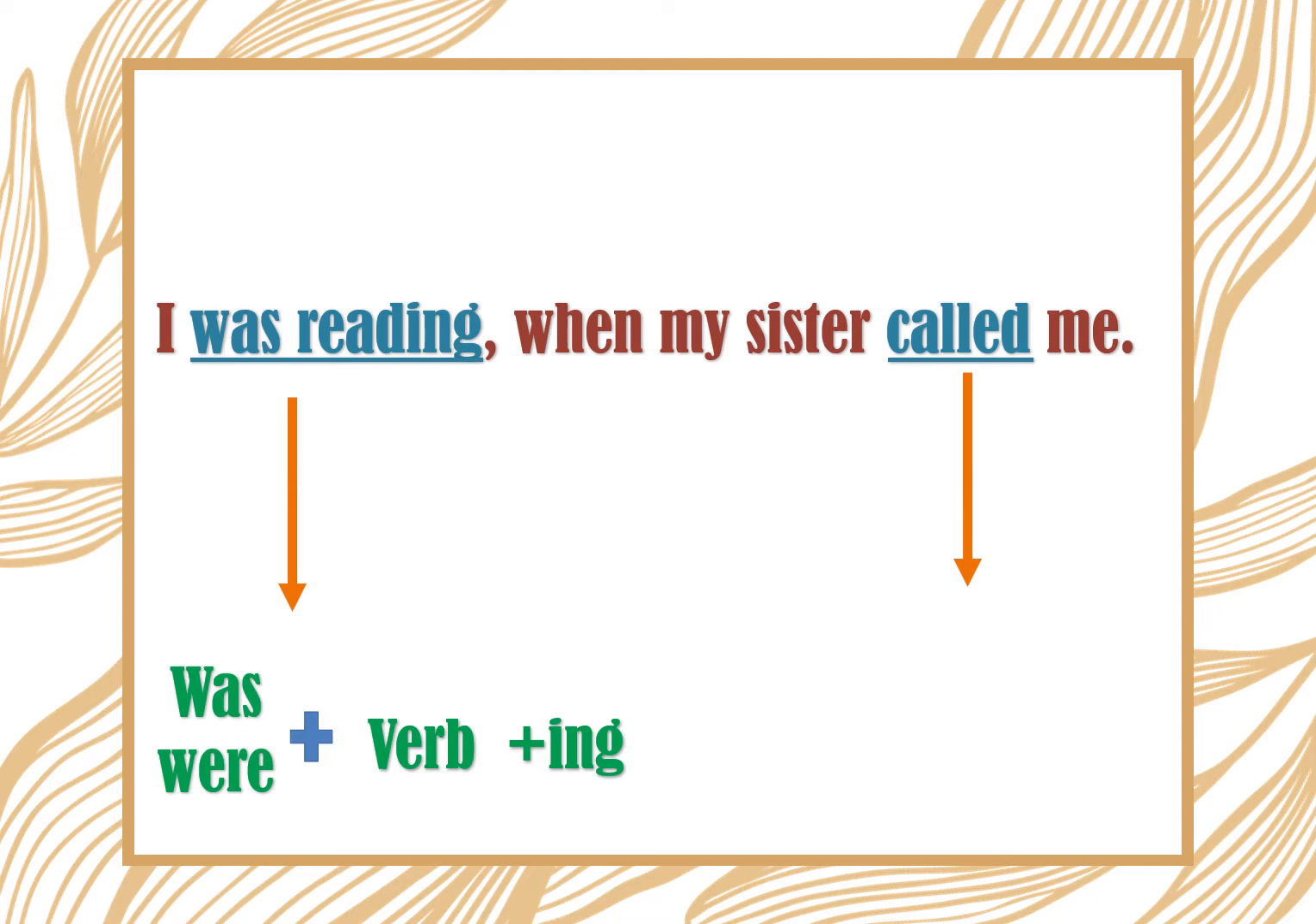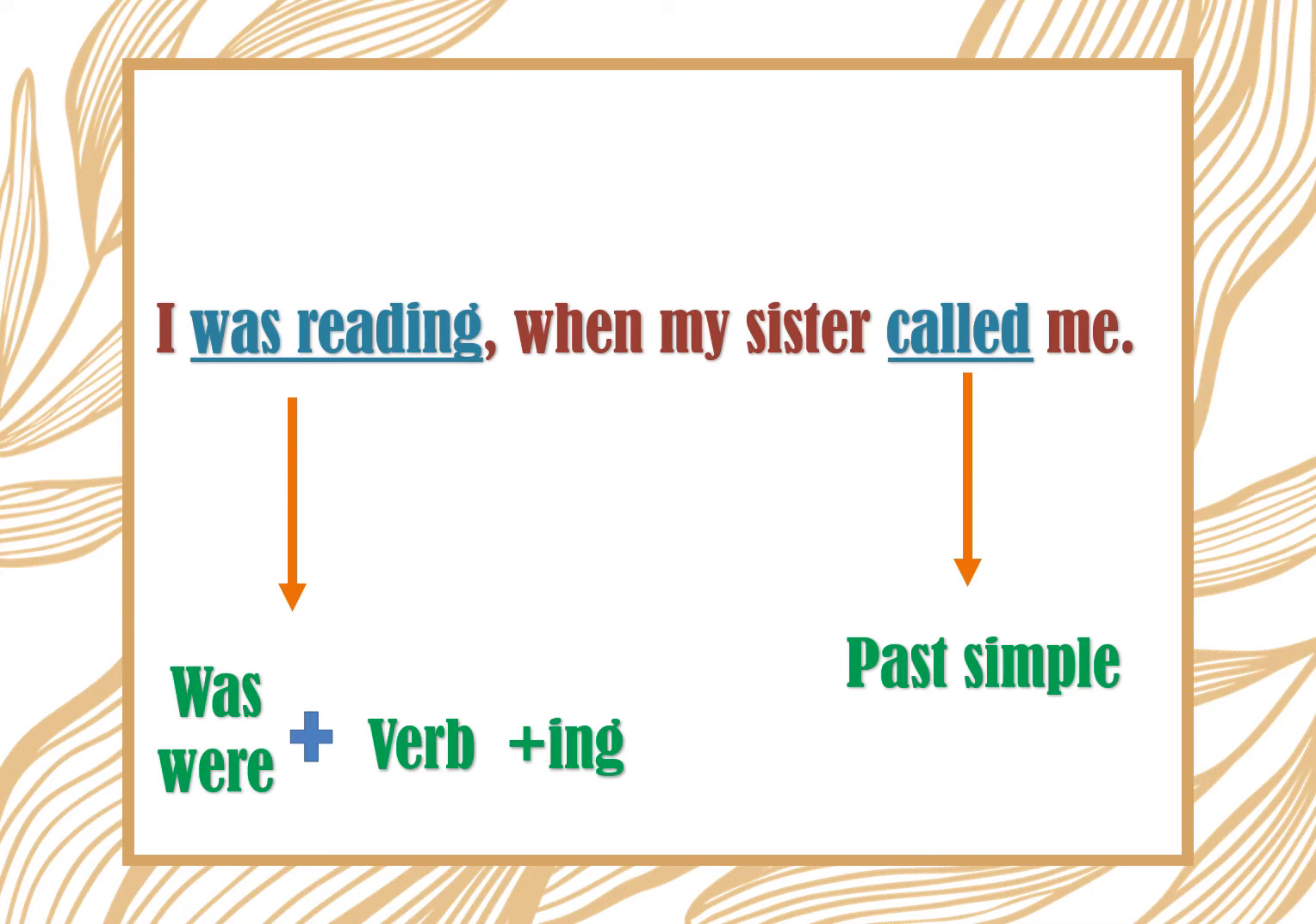Then we have another part of the sentence: when my sister called me. So the second part of the sentence comes in the past simple tense. So if you can see, I was reading, I was doing something, and then my sister called me. The second verb will cut the first action, so it will be in the past simple tense. I was reading when my sister called me. I was eating when the bell rang.